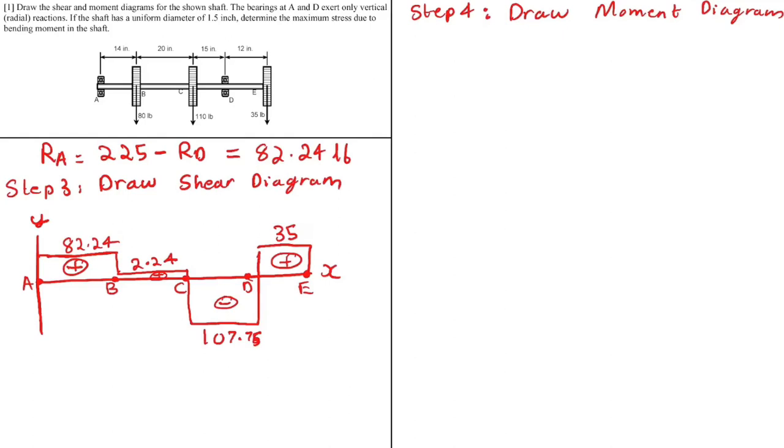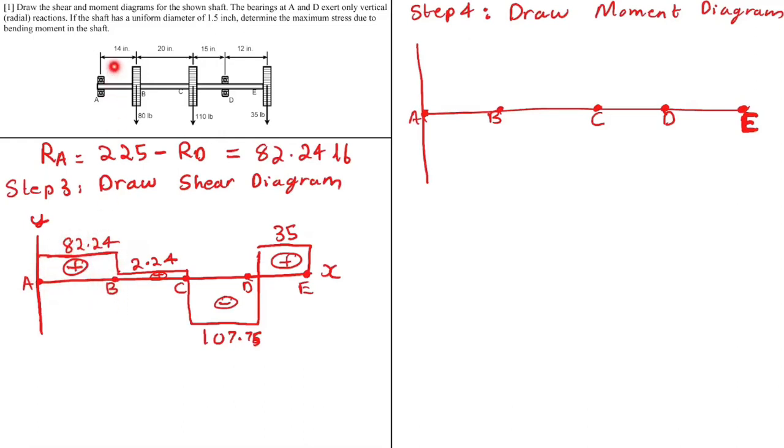Now what we'll do is we'll draw a similar graph here. So we have A, B, C, D, and E. I'll just mark them as points. Okay. So now let's calculate the area over here first to know the moment value at B.